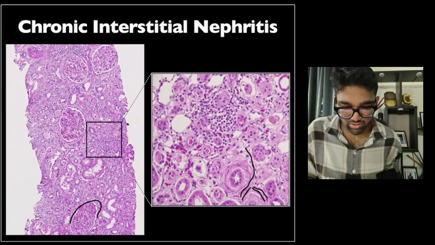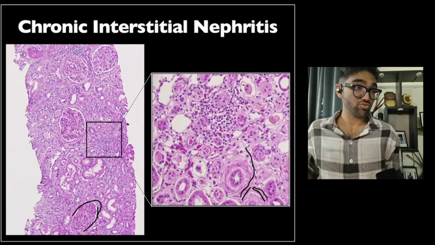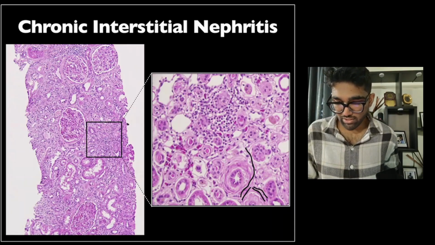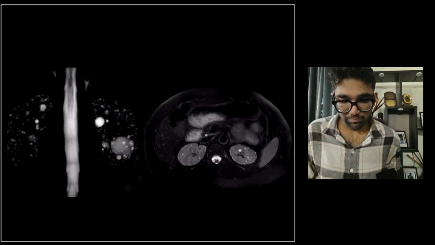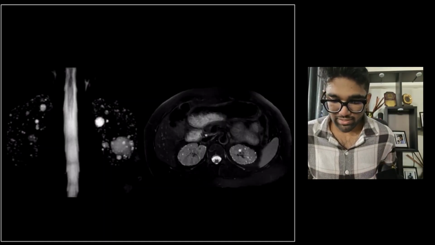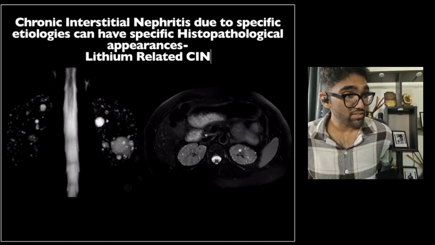I would not call this normal, and this would definitely not be normal. So again, it depends on how they describe it, but the interstitium shows features of chronic interstitial nephritis. Okay. Now, what you see here are actually radiological images. So this is chronic interstitial nephritis due to lithium.